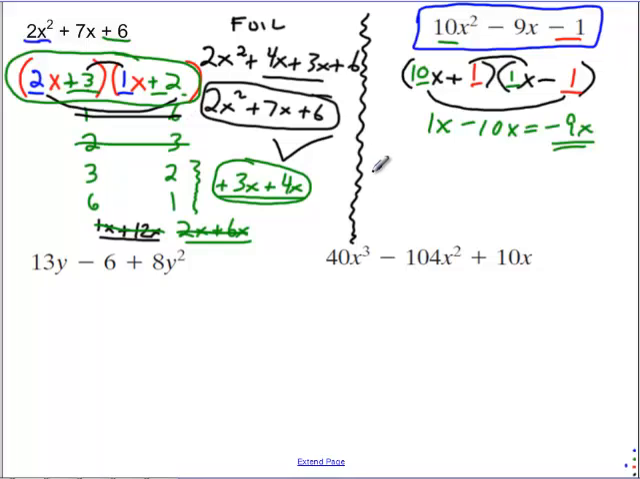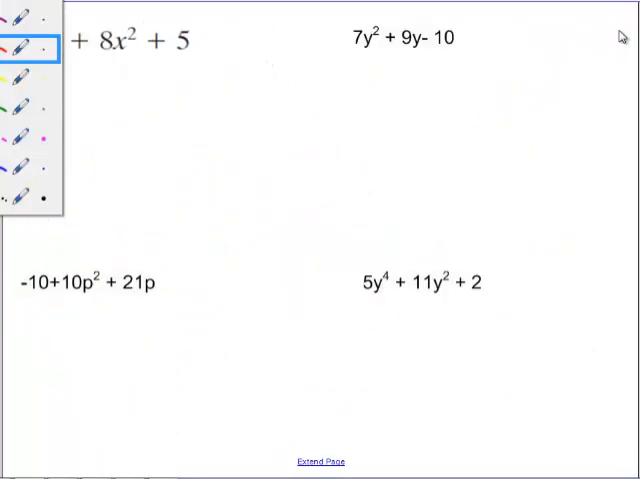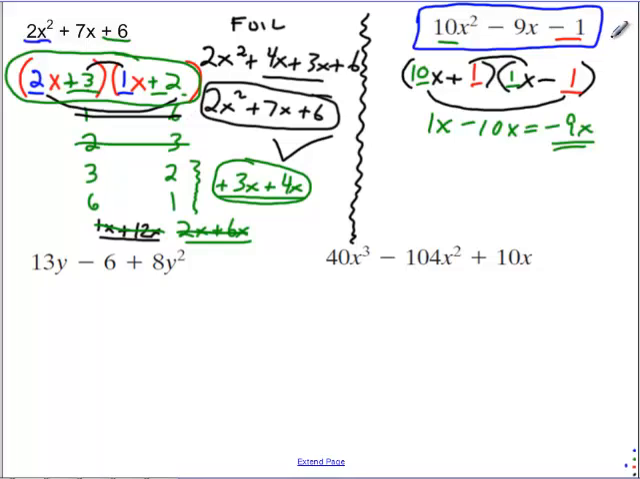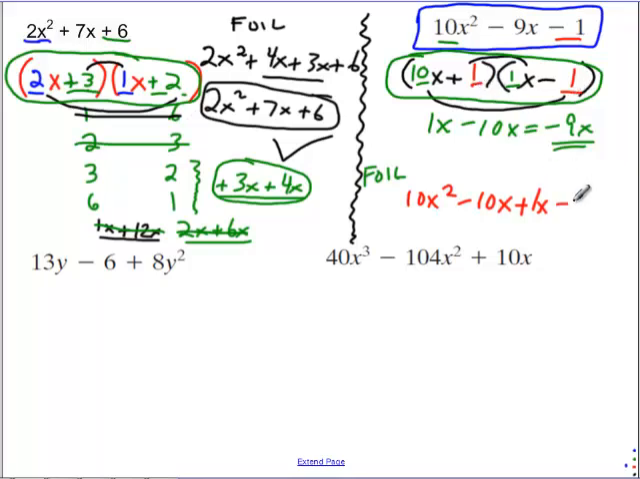So now what we should do is probably just FOIL, just to make sure that our factorization is correct. I'm assuming that this is our factorization. Then we just FOIL to double check our work. So let's try that out. First terms are 10x times 1x gives us 10x squared. Outside terms are 10x times negative 1 is negative 10x. Inside terms, 1 times 1x is positive 1x, or adding 1x. Last terms are positive 1 times negative 1 gives us a negative 1.